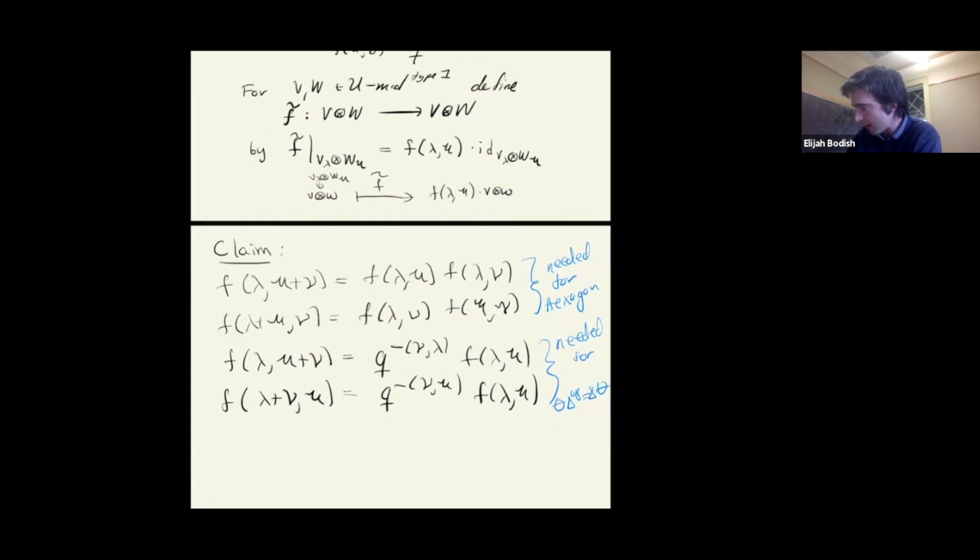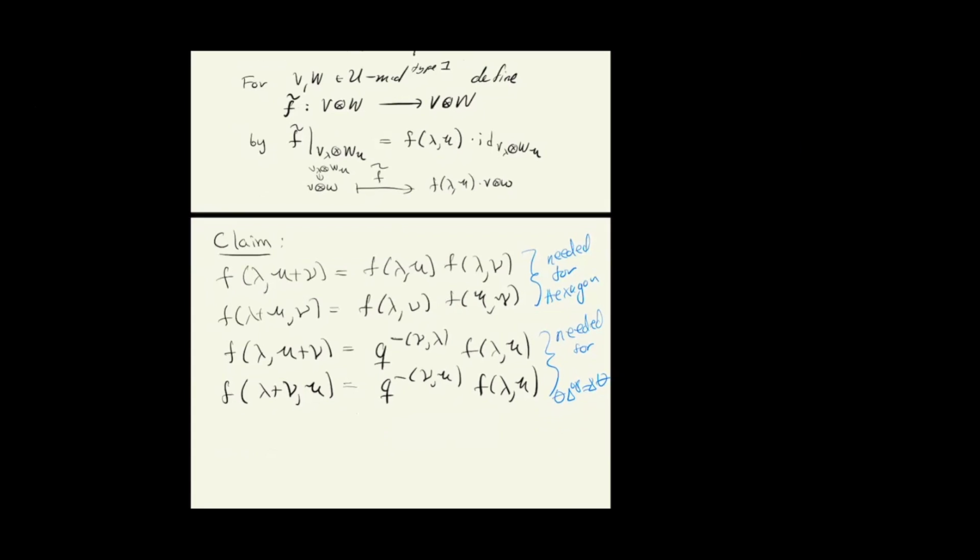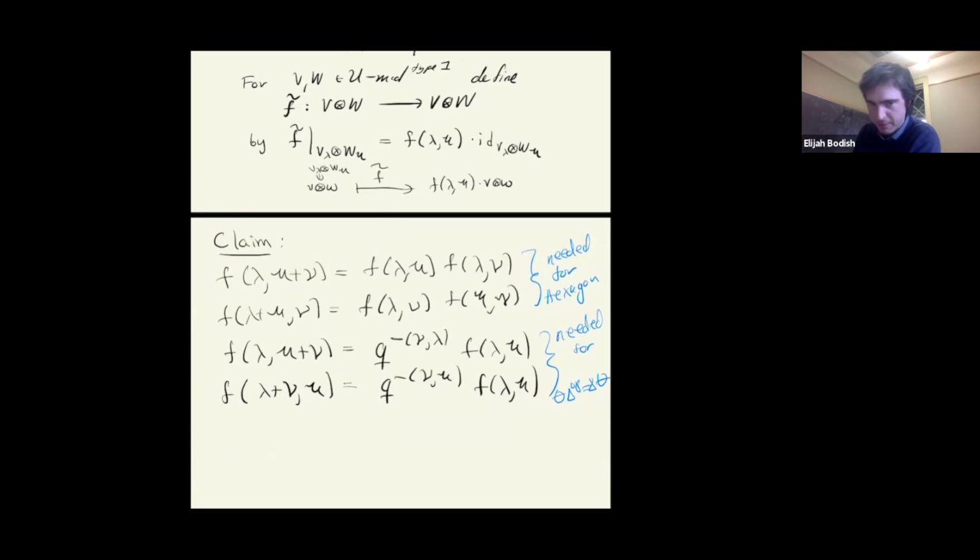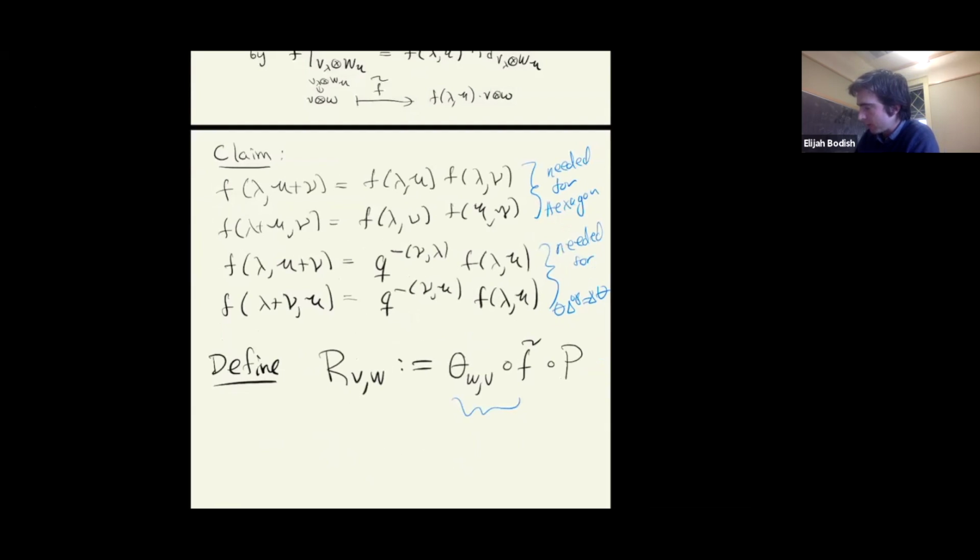So now that we have... Are you talking about SL2 right now? Just talking about SL2 right now. Okay. Yeah. So I mean, lambda, mu and nu are A, B, and C. So we would define R_VW to be theta_WV as defined, composed with this F tilde, which is like our Q to the sum of the H's or minus H's, and then composed with this P. And so again, this is our version, or Janssen's version, of Drinfeld's R.